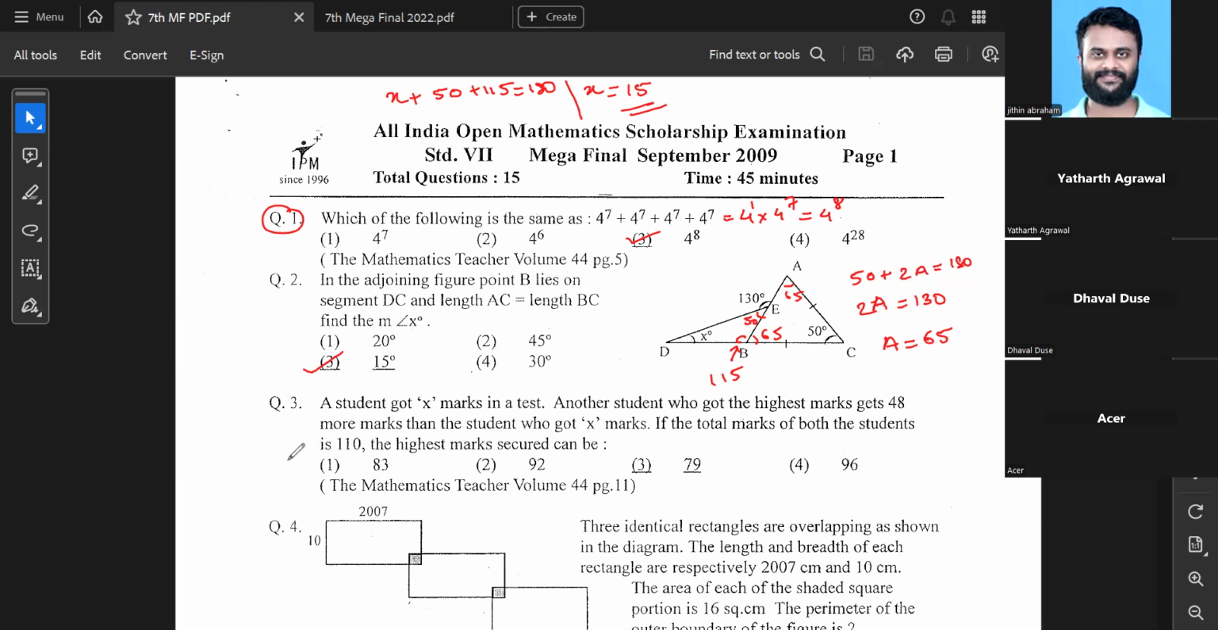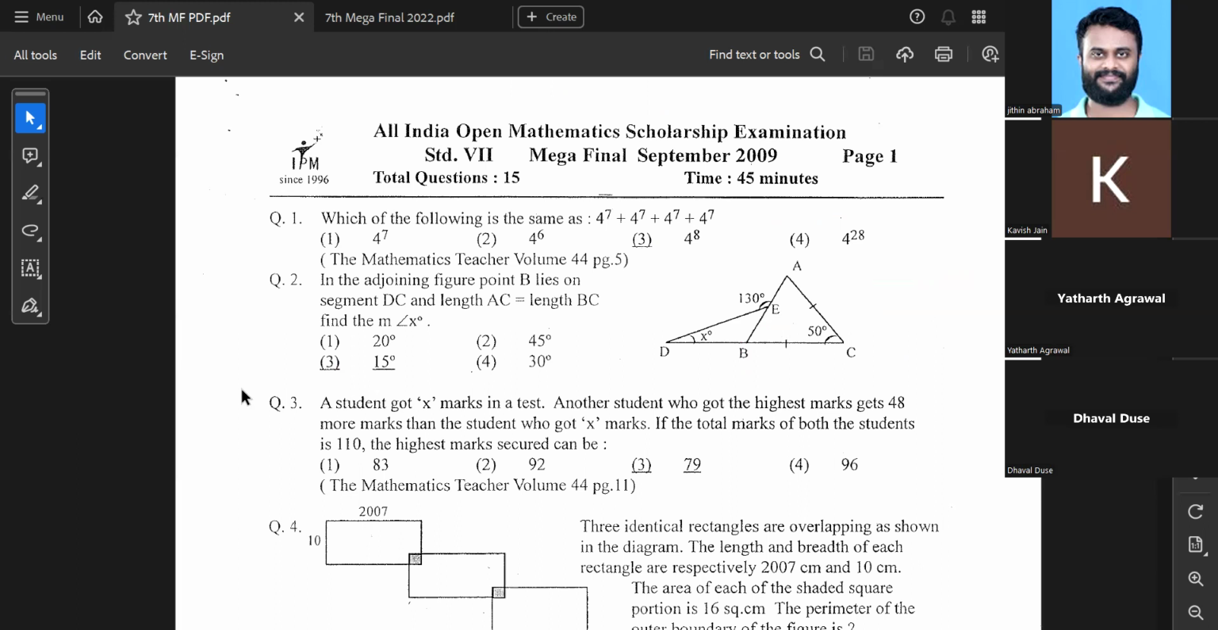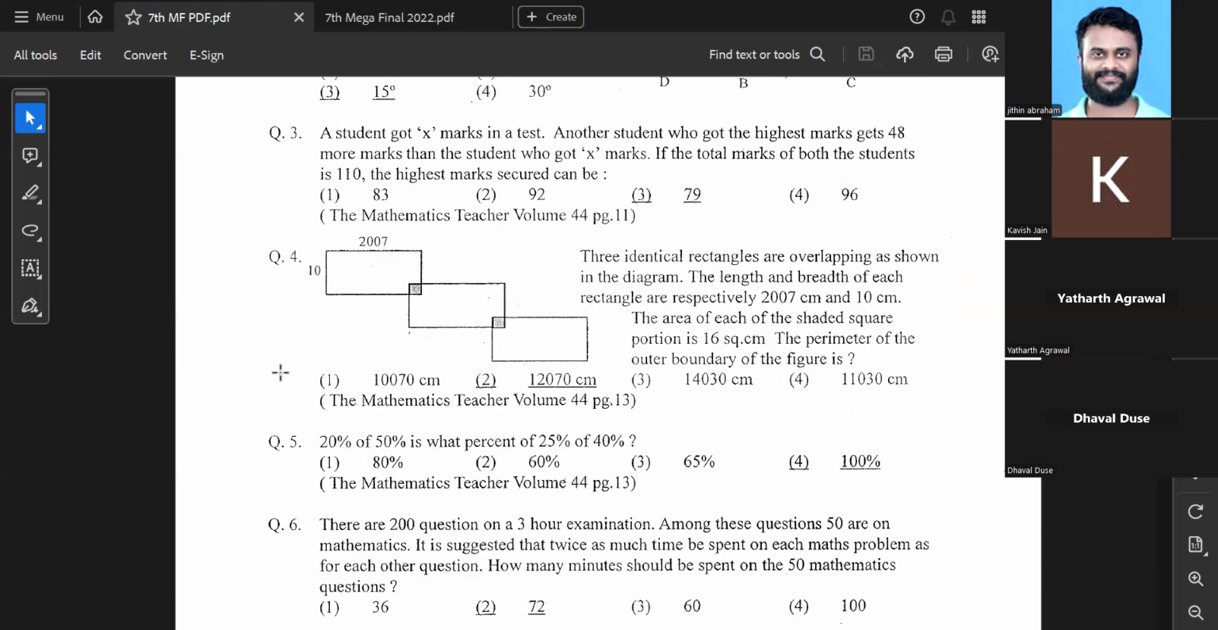Sir, the next question is easy. Next question is easy, so you can do it as homework, right? Okay, sir. So the third question, I'm giving it as homework. Sir, I think the answers are highlighted, underlining the options. The answers are given. In this paper, the answer key is given along with the paper itself.